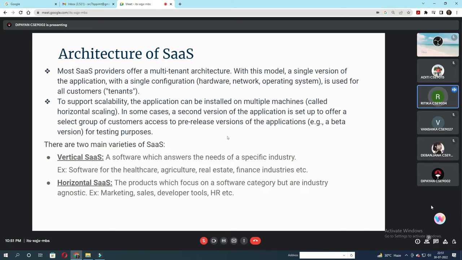Vertical SaaS means software which answers the needs of a specific industry. For example, software for healthcare and agriculture falls under this category. And the other type is horizontal SaaS, the products which focus on a software category but are not industry oriented. So this comes under horizontal SaaS, for example, marketing and sales and HR. Next slide.